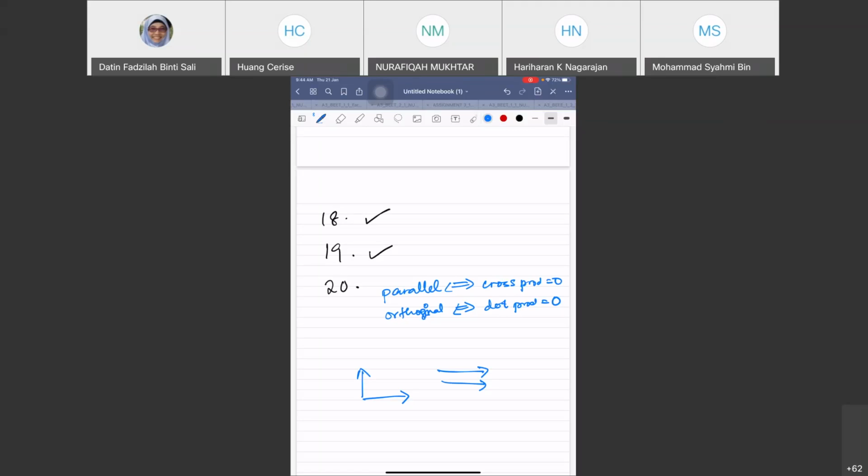Then only you see perhaps the dot product equals 0, or it may be not equal 0 also. So if the cross product is not 0, and then the dot product equals 0, then you conclude they are orthogonal. But if the cross product is not 0 and the dot product is not 0, then your last conclusion will be neither. Neither means it's not orthogonal nor parallel. Okay, understood?